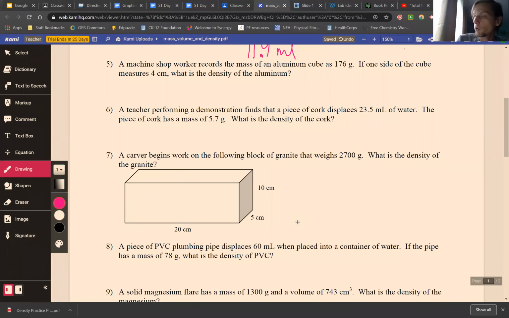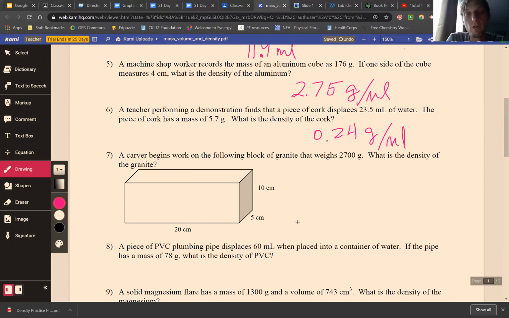So number 5, I'm just going to write the answers here. 2.75, and that's going to be grams per ml. Number 6 is 0.24, and that's also going to be grams per ml.